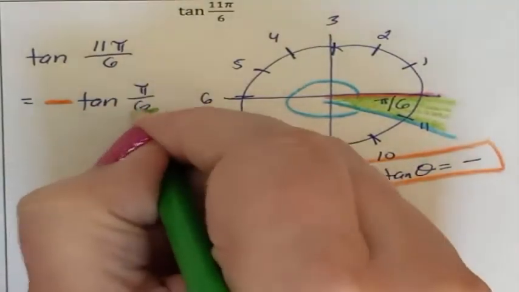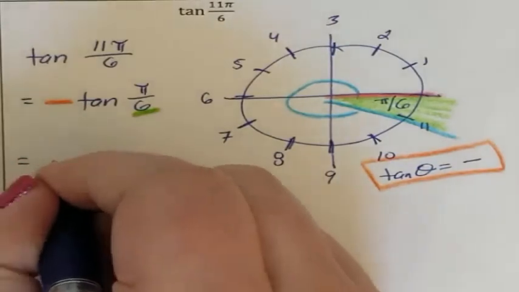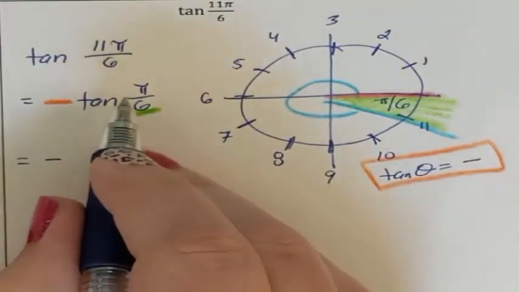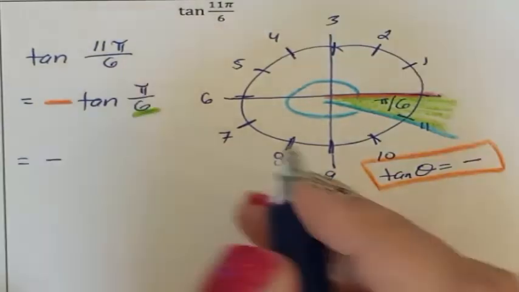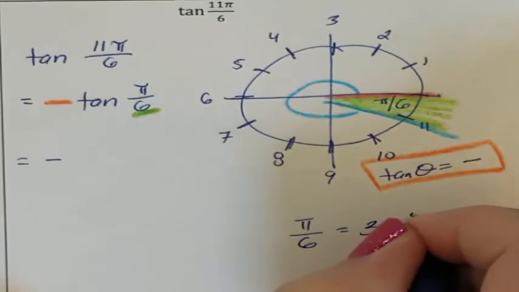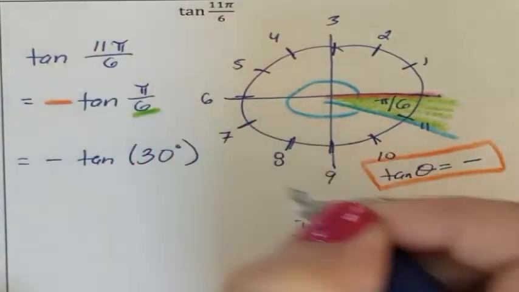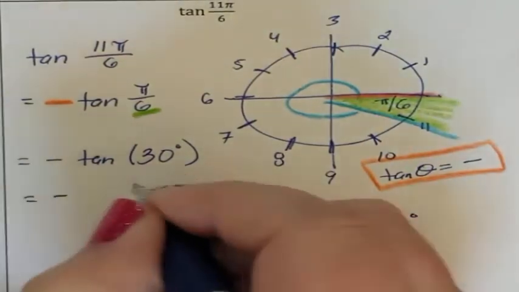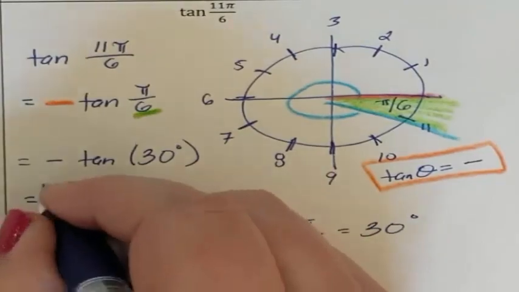This pi over 6 came from the reference angle. So I have negative of, what is tangent of pi over 6 according to our notes? Well, tangent of pi over 6 is the same thing as 30 degrees. So I'm actually doing tangent of 30 degrees. What is tangent of 30 degrees? That is root 3 over 3 according to our chart.